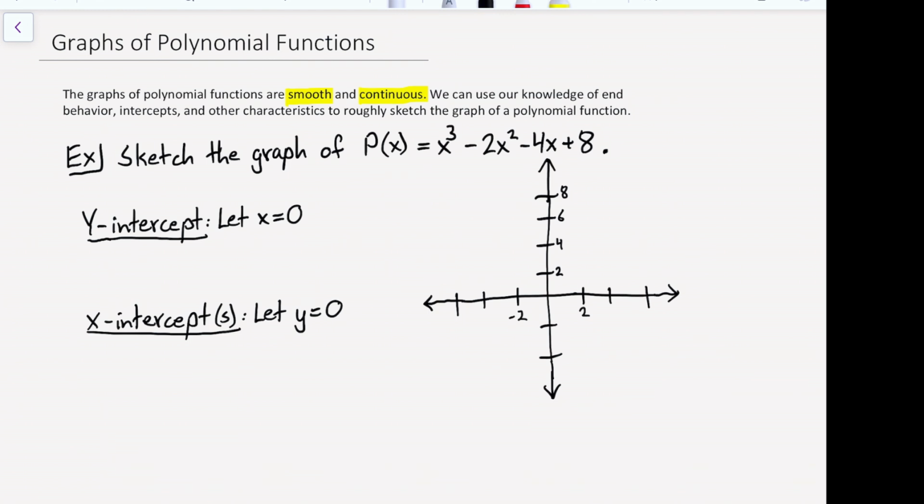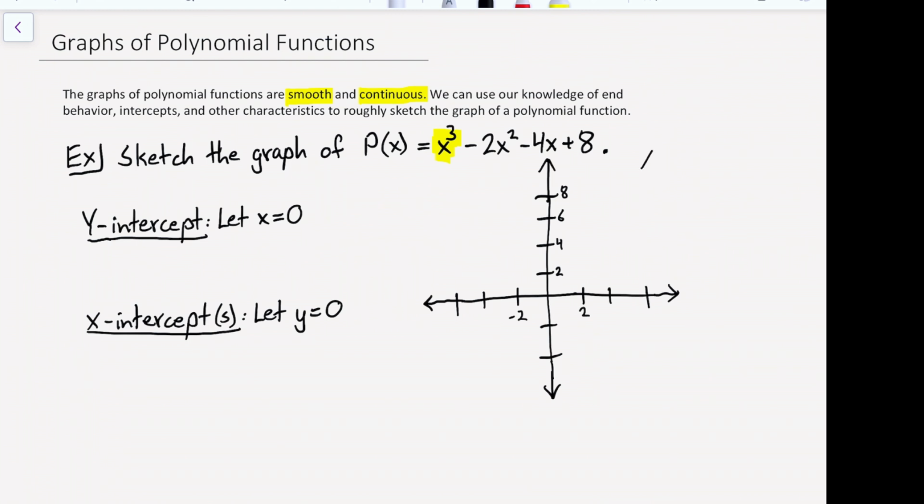We can combine our knowledge here of the end behavior of the graph, of the intercepts, maybe plotting some other values on the graph to provide a rough sketch of a polynomial function. So for our following example, let's first talk about end behavior. We said in the last video that the end behavior of the graph is determined solely by the leading term. In this case, it is x cubed.